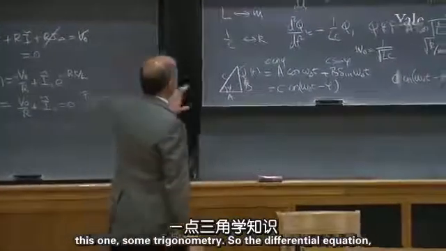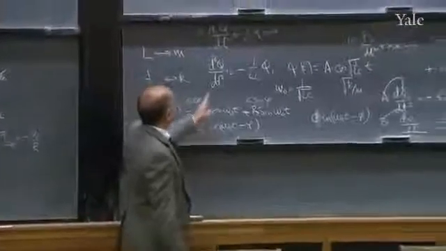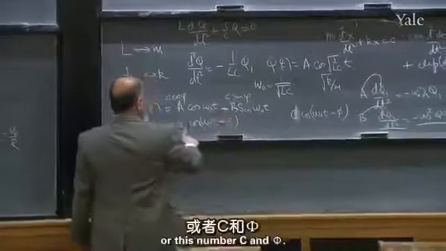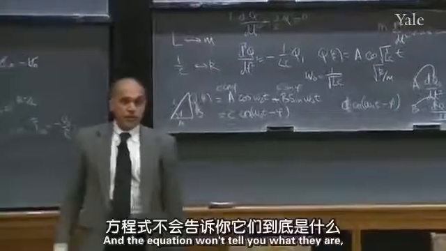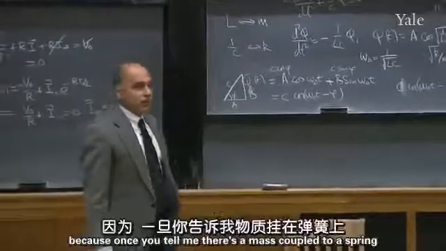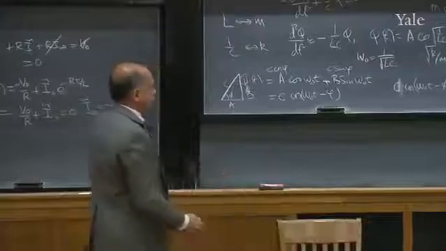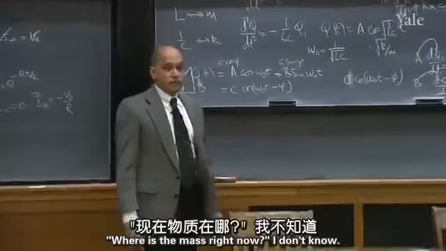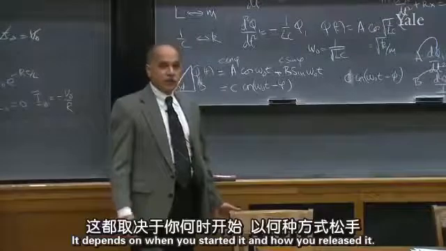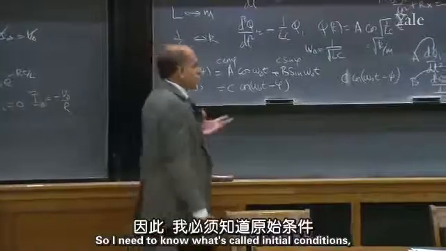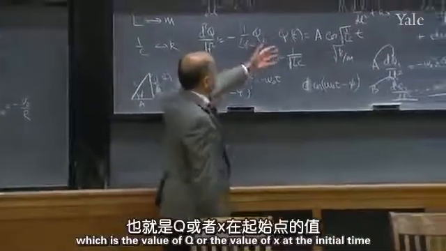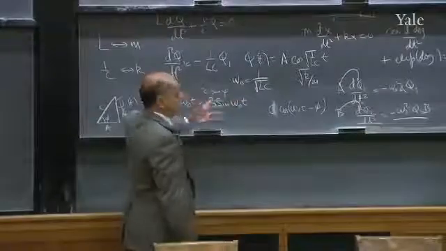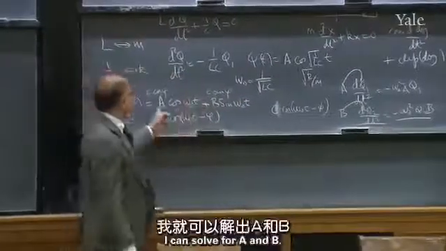So a differential equation with the second order in time will always have two unknown parameters in it. You can choose them to be these numbers a and b, or this number c and phi. And the equation won't tell you what they are, because once you tell me there's a mass coupled to a spring, and I say, okay, this is the spring constant, this is the mass, and I ask you, where is the mass right now? I don't know, because it depends on when you started it and how you released it. So I need to know what are called initial conditions, which are the value of q or the value of x at the initial time, and the value of the velocity or the current at the initial time. With those two pieces of information, I can solve for a and b.